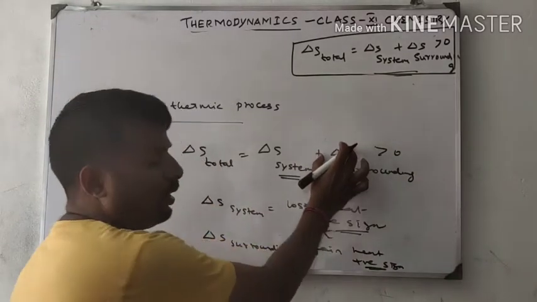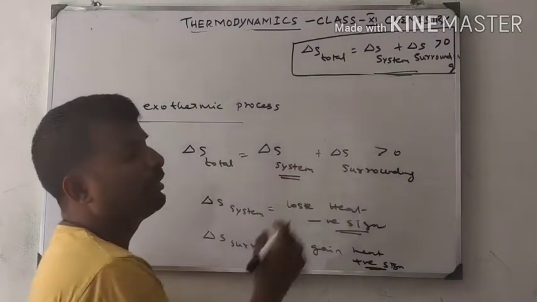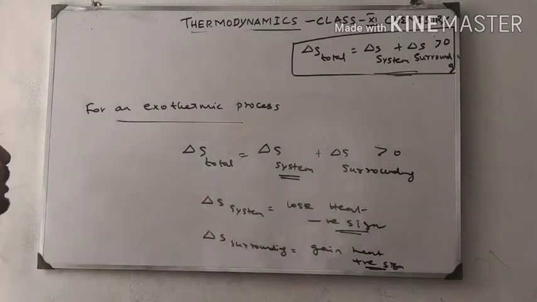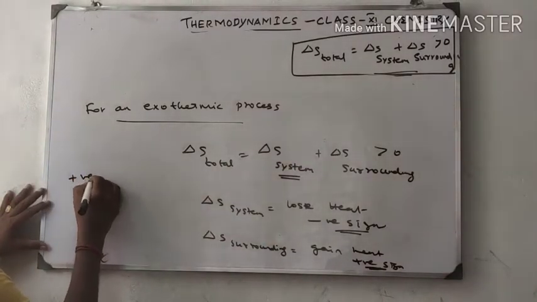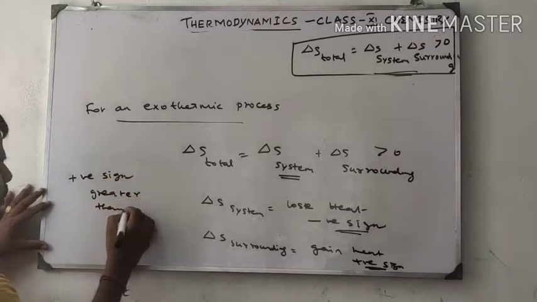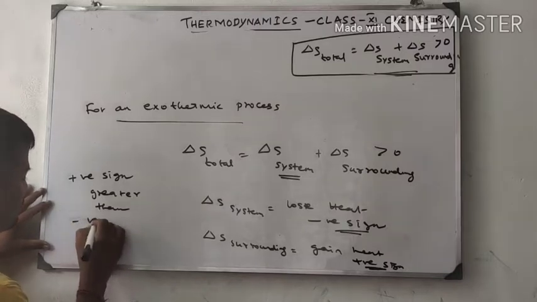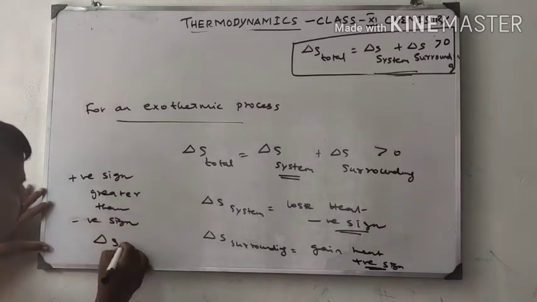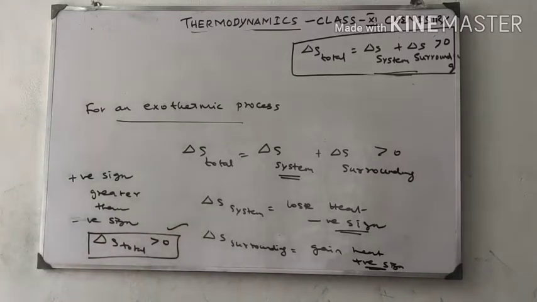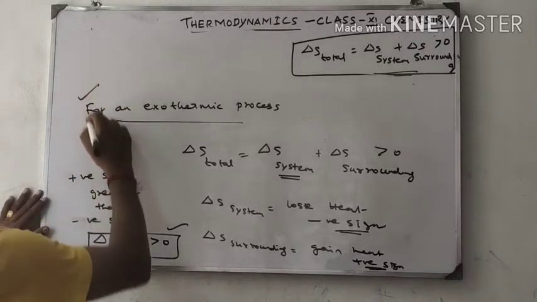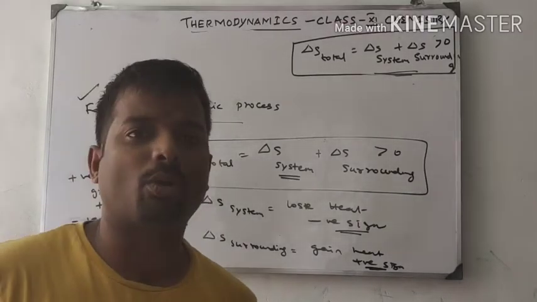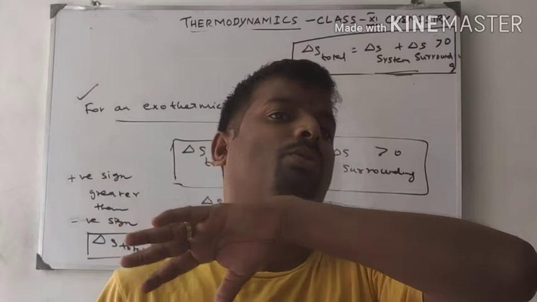The surroundings already have some heat, and again I am giving heat from system to surroundings. The system loses heat and the surroundings gain heat. Therefore the positive sign is greater than the negative sign, so delta S total is greater than 0. Okay, this is for an exothermic process. In this category, the entropy of the total universe will be increased.